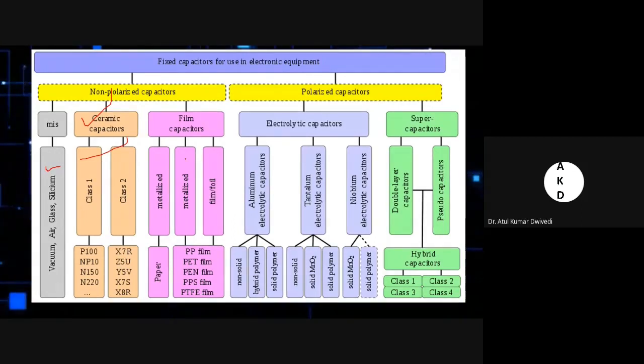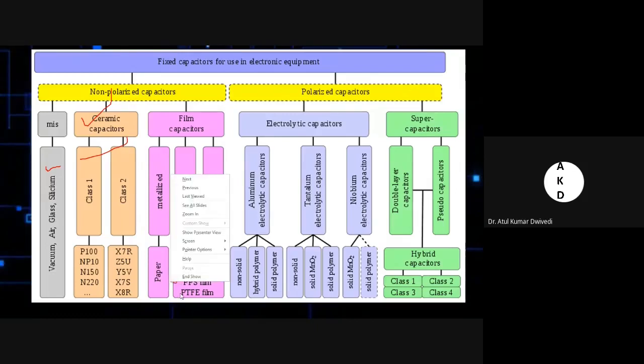The next kind of capacitors are film capacitors. In between the plates there is a film of the material. That film or foil is used, and different kinds of materials are used for the film. So these are film type capacitors.